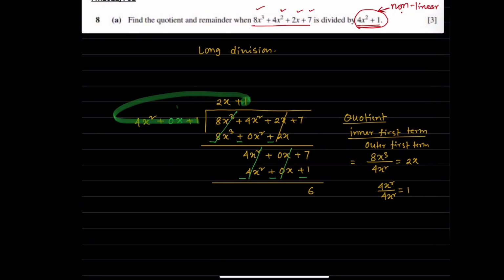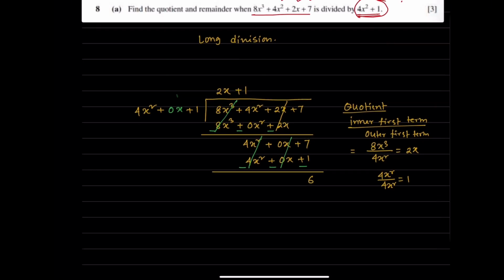So that's it, you have finished your long division. So what's the answer? Because 6 is already here and our divisor is quite big, we cannot do anything else from here. So our final answer is: the quotient is 2x plus 1, and the remainder is 6. All right, so I hope you understood this process. Now we'll do one more to clear your concept.